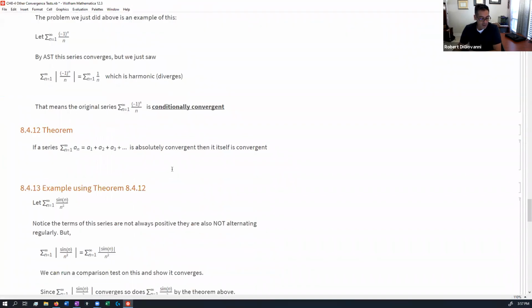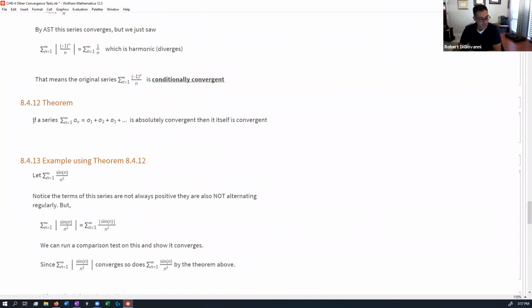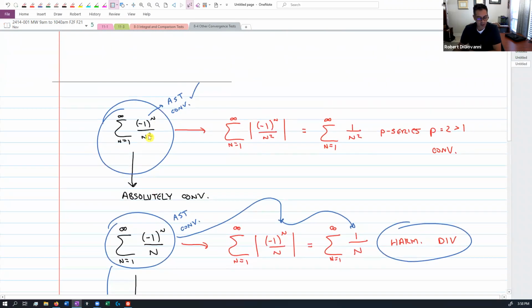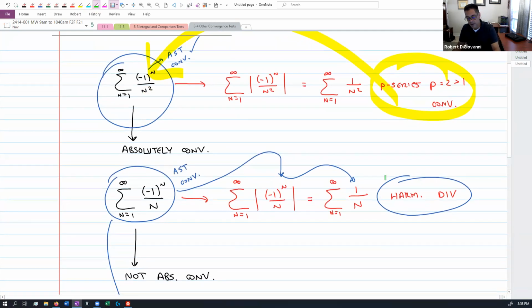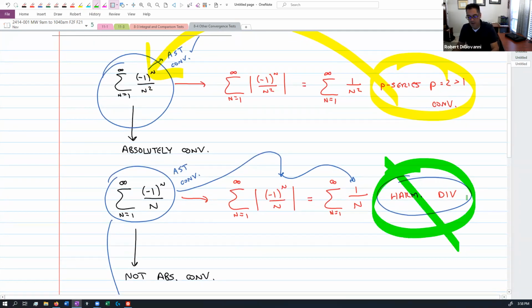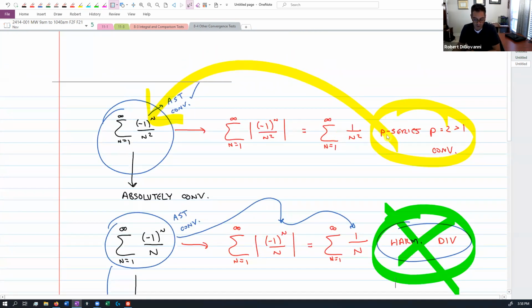All right, now a theorem. This theorem says, if you have a series and it is absolutely convergent, then it itself is convergent. All right, what is this theorem saying? It's saying if you take any series and do this absolute value thing, if it converges here, that guarantees it converges there. So notice this one converged here, so this theorem says positively that it must converge. Notice that this one here diverged, right? The theorem tells us nothing, okay? If it diverges, the theorem is not saying anything. It's just saying that if it converges absolutely, then the original series must converge.